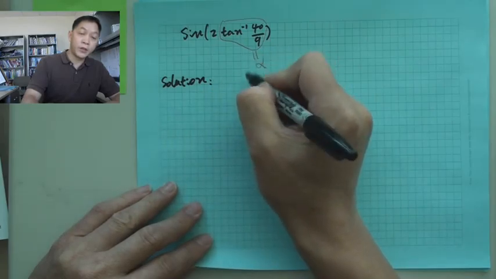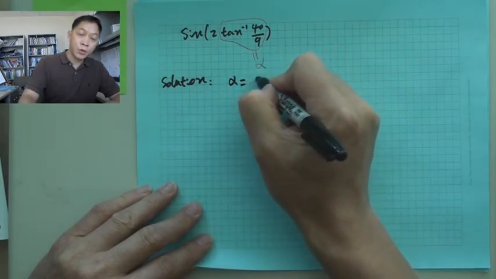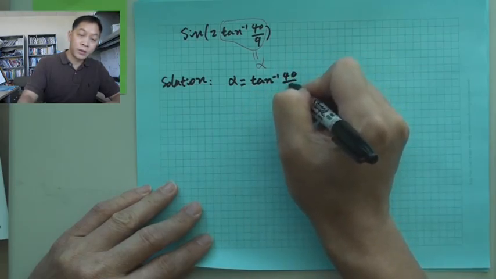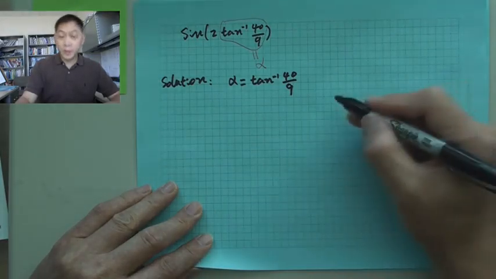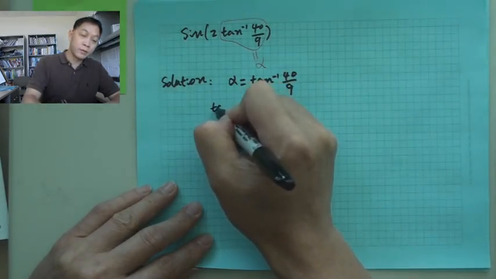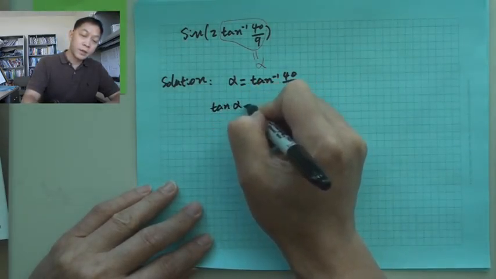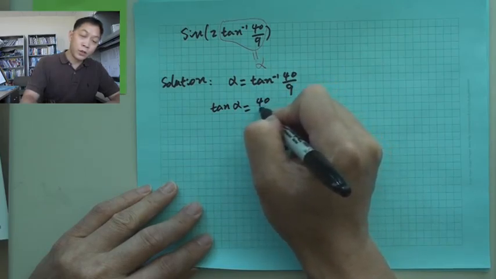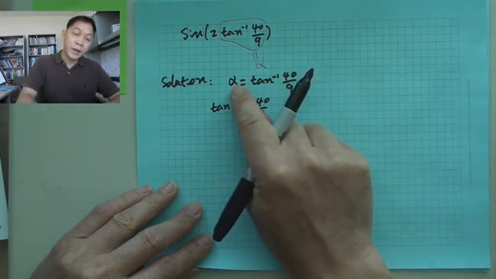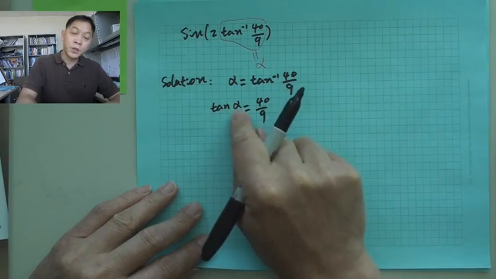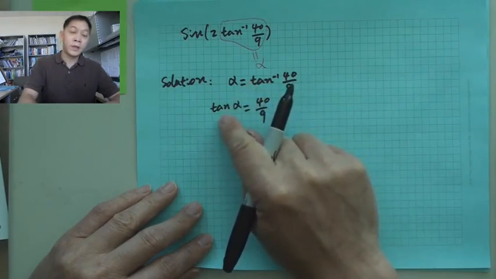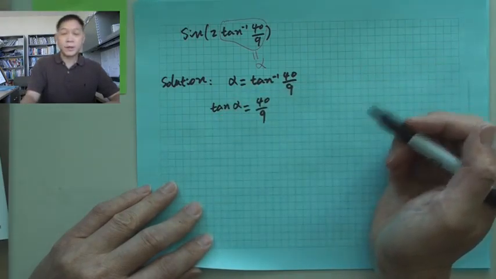So what you have is alpha equals tangent inverse 40 over 9. Immediately from here, what do you have? You then have tangent alpha is 40 over 9, because from the value, you assume that's the angle, then this angle for sure goes back to this value. Now that's the inverse and original function tangent. Now draw a picture.